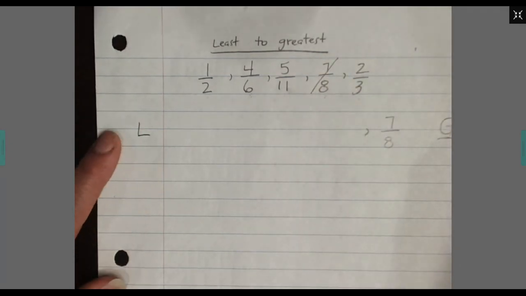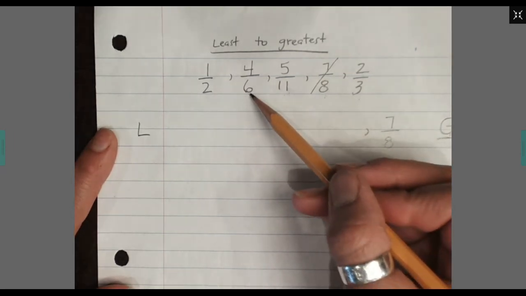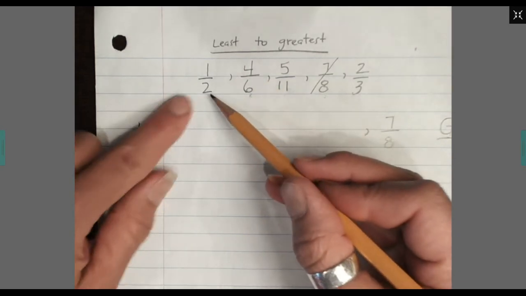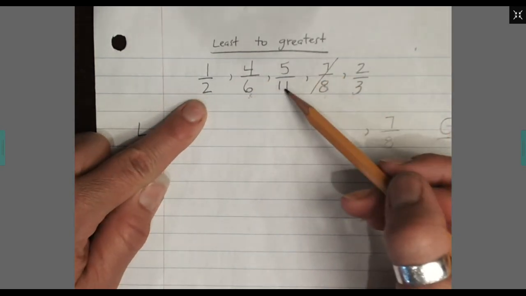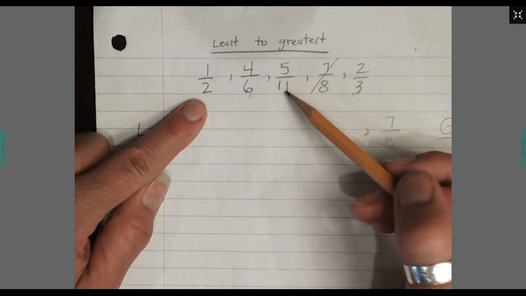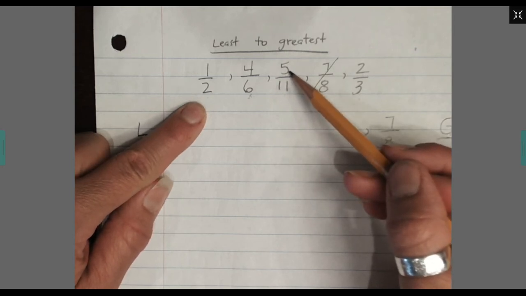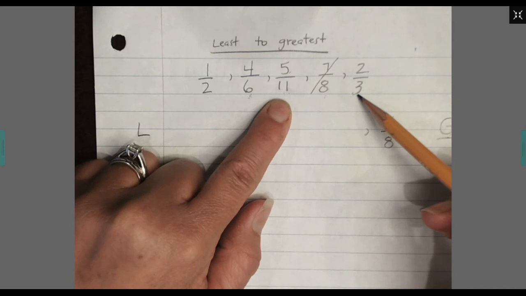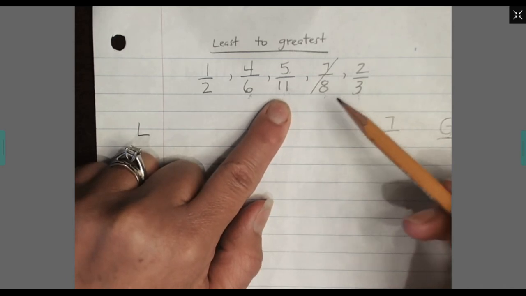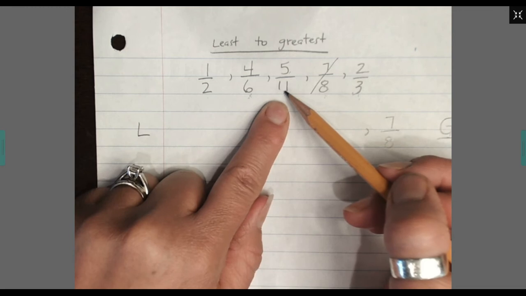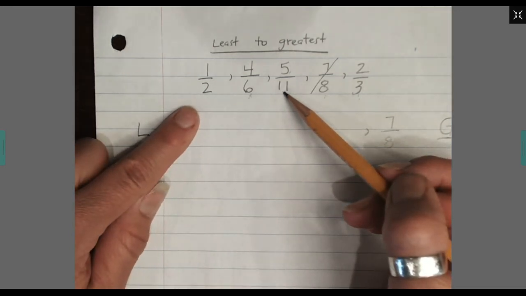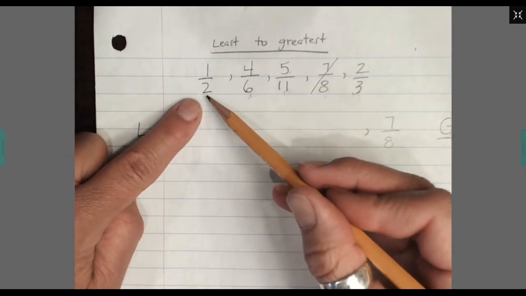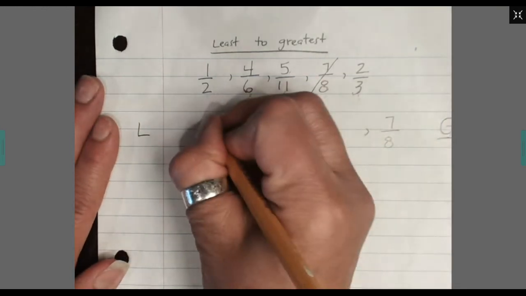All right, so what about the rest of them? I know that 4/6 is larger than half because 3/6 would be half. So this is smaller than that. What about 5/11? Well, half of 11 would be 5.5. So I know that this is less than 1/2. And 2/3, I know that's greater than 1/2. So my smallest one here is 5/11 because it is smaller than 1/2. And these two are larger than 1/2. And 1/2 is right there. So 5/11 is my smallest.